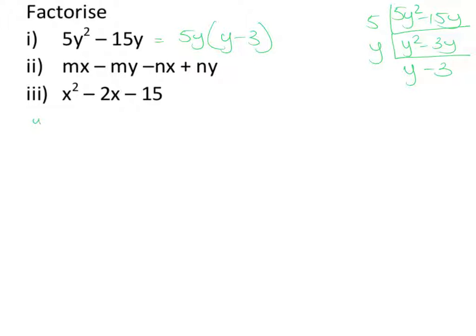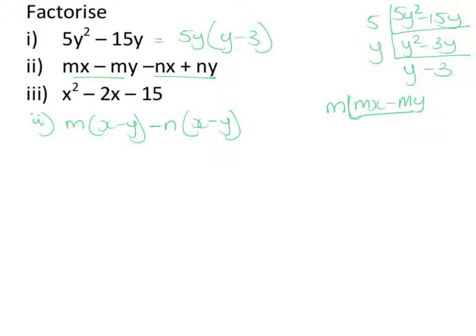For part 2, we're going to look at factorizing by grouping. So we're going to look to see what's common with the first two, what's common with the next two. So what's common with the first two is m, and we're left with x minus y. The next two, we're going to take out minus n, and we're going to be left with x minus y. For those of you who like to use the division, take out mx minus my, and we will be left with x minus y.